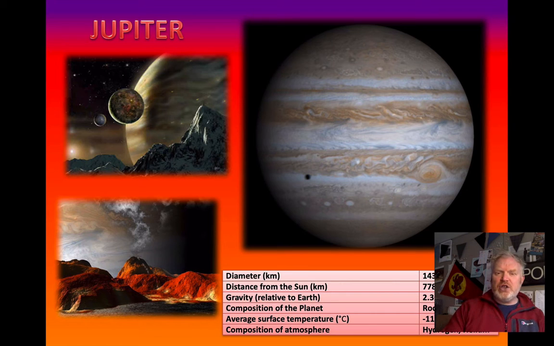Composition of the planet now changes. We've got a mixture of rock and hydrogen and helium. These planets now are called the gas giants because of that composition of the planet. The surface temperature on average is minus 110 degrees, and its atmosphere is a mixture of hydrogen and helium.